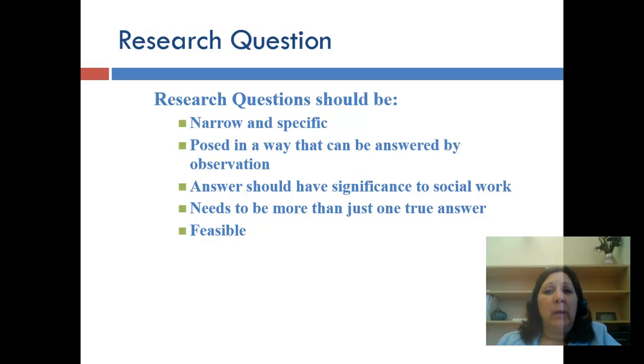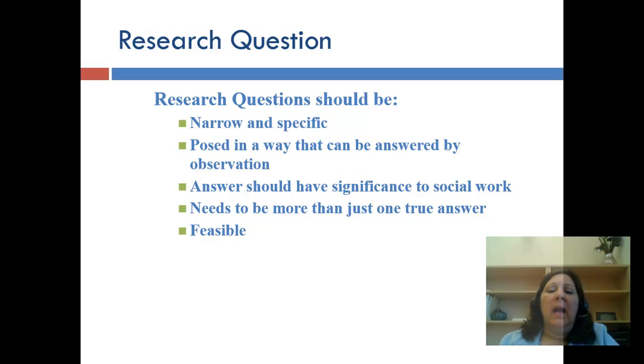There can't just be one true answer. So for example, a research question isn't how many people are in the Crescent City Detention Center, because that's just one true answer. We can call them up and find that out. That's not a research question.